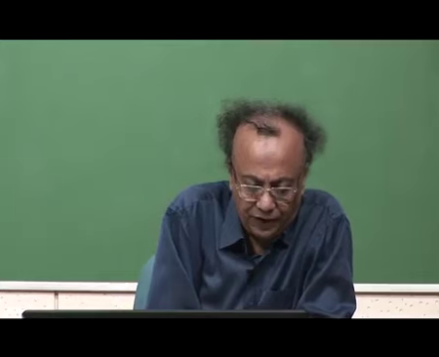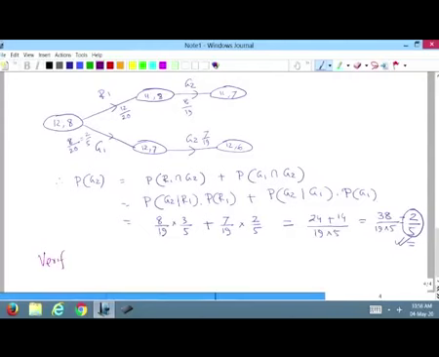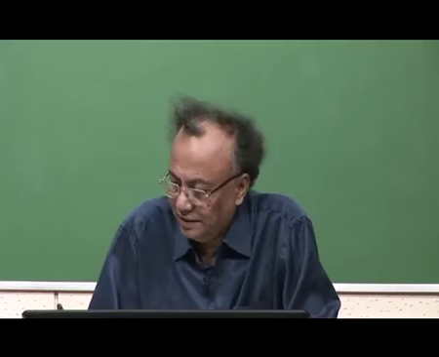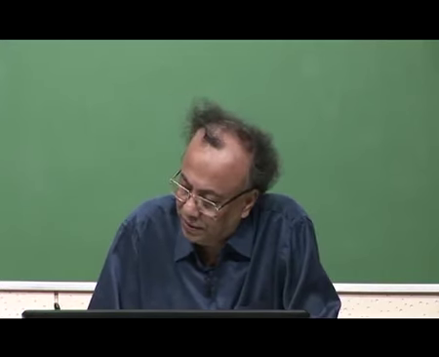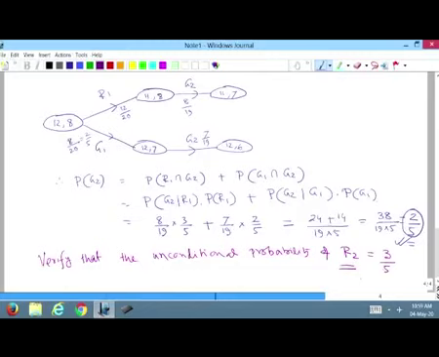I want you to verify that the unconditional probability of R2, that is, the second ball drawn is red, and perhaps you can guess that the answer is going to be 3 by 5. I want you to verify that.